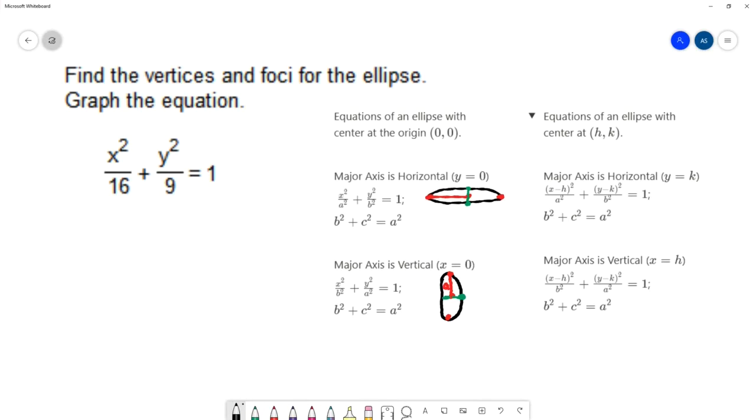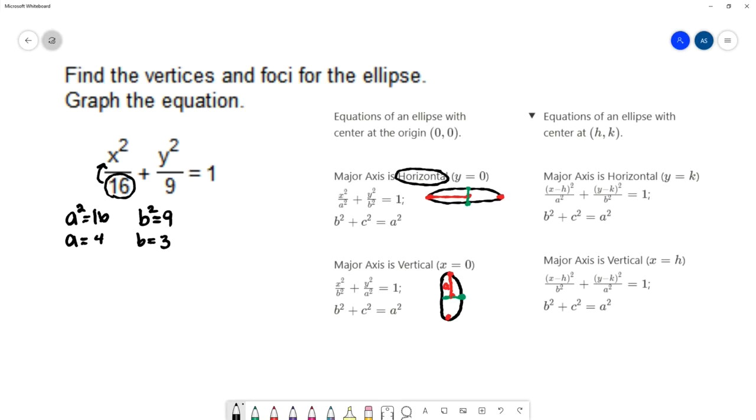So looking at our problem again, I can see that the larger number is under the x. So that means that I'm going to get my a from the larger number. And it also tells me that we have a horizontal orientation. I know that a squared is 16 and b squared is 9. So I know that a is equal to 4 and b is equal to 3.